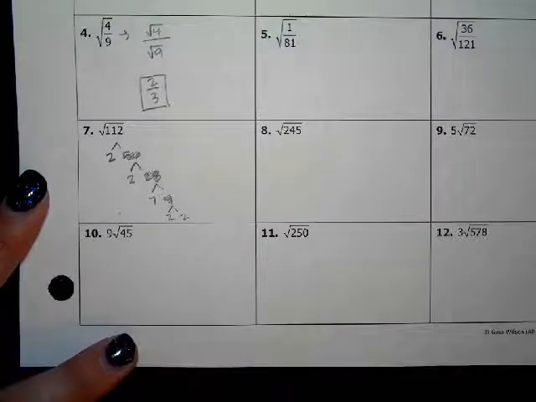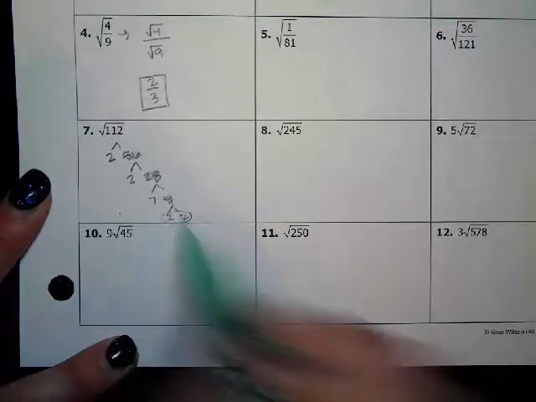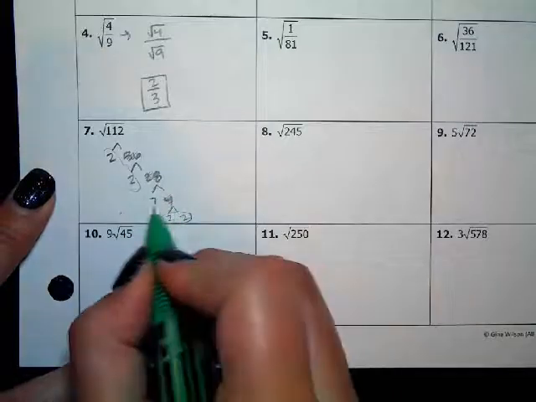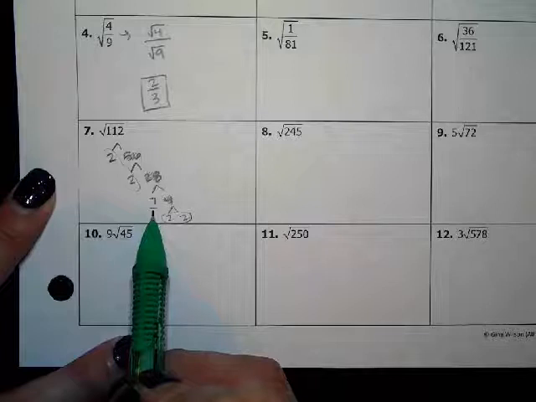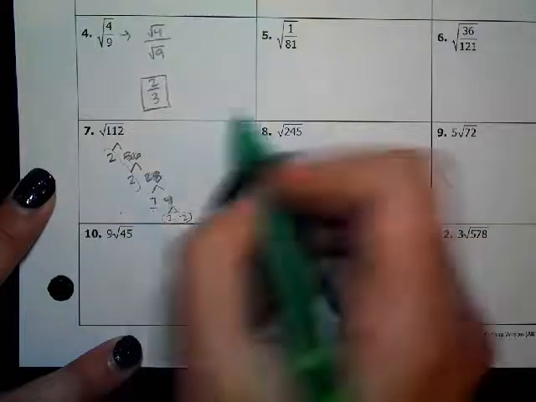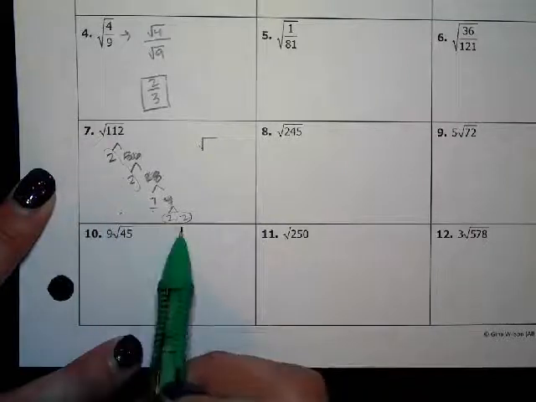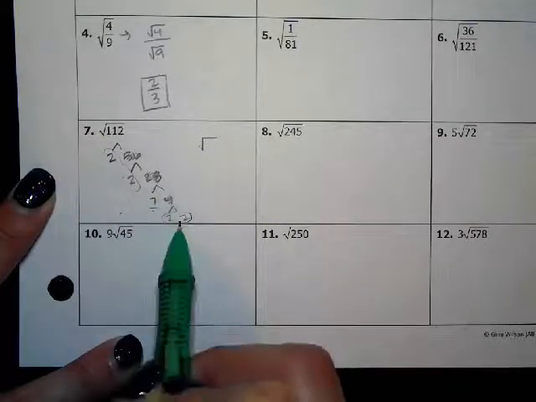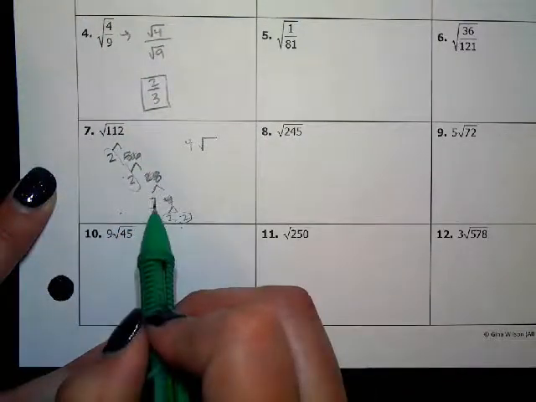So what I do is I circle pairs. A pair of 2s, a pair of 2s, and then I have a leftover 7. Your pairs go in the front of the radical when you simplify. Your leftovers go underneath. So this is how it's going to work. We have 2 pairs of 2. So I'm going to say 2 times 2 is 4. And then I'm going to say square root 7.